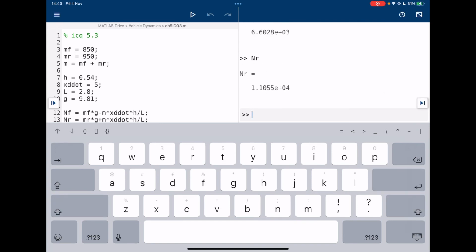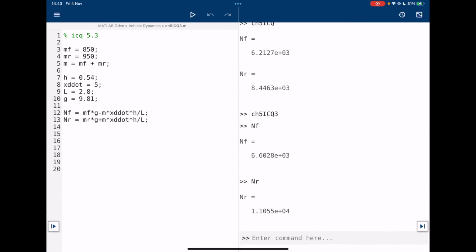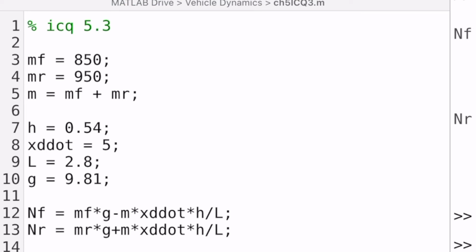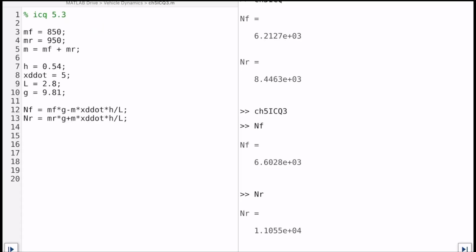And then from there, okay, so those are the two values. So basically in the code I've got my mass at the front and my mass at the rear. So my total mass of the vehicle is obviously 1800 kilograms. And my height, my centre of gravity, my acceleration, my wheelbase and g, and I've just got mf times g, which is NWF, minus m x double dot times h divided by L, and the same for the back as the plus.